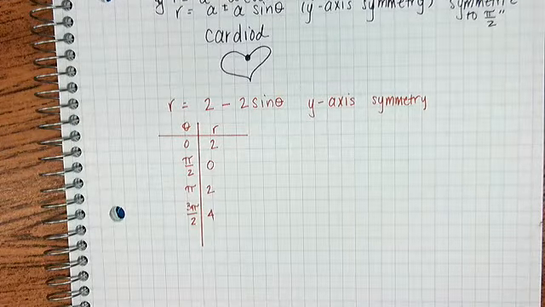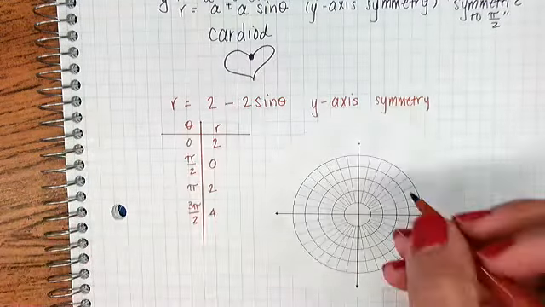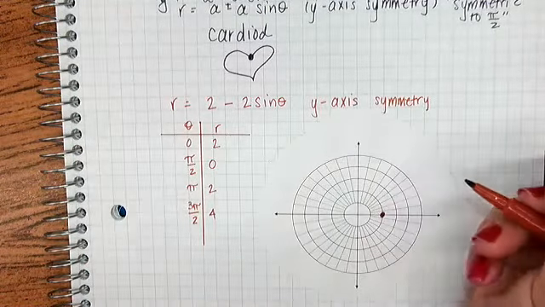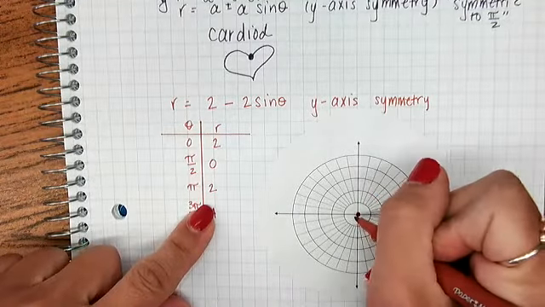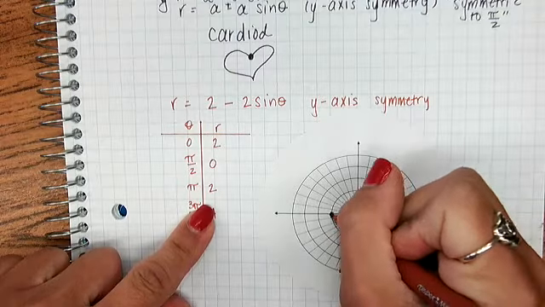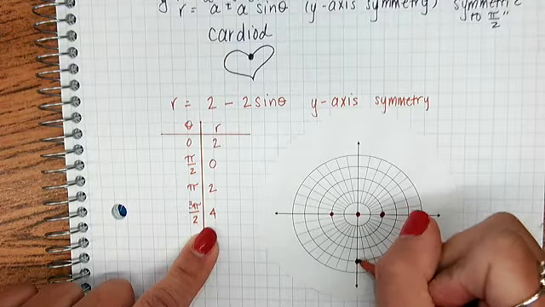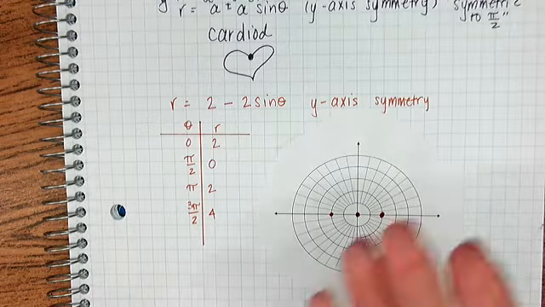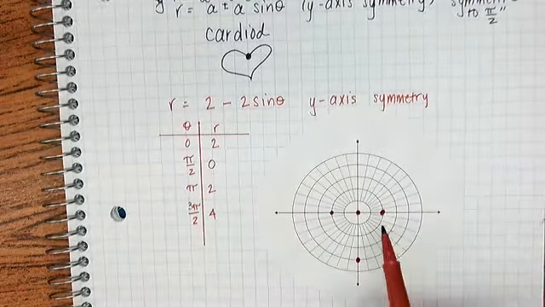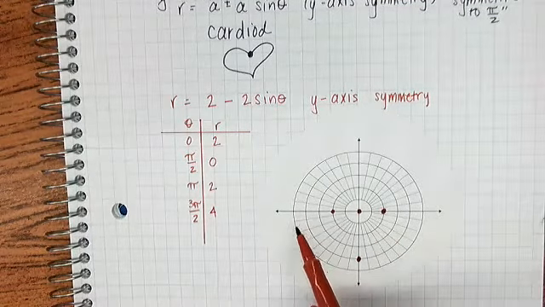Then let's plot our points. Theta is 0, the radius is 2: 1, 2. Pi over 2, 0, that's here. Pi, 2. And 3 pi over 2 for 4: 1, 2, 3. This has y-axis symmetry, which means if you reflect it over the y-axis, the point at 0 should be the same as the point at pi.